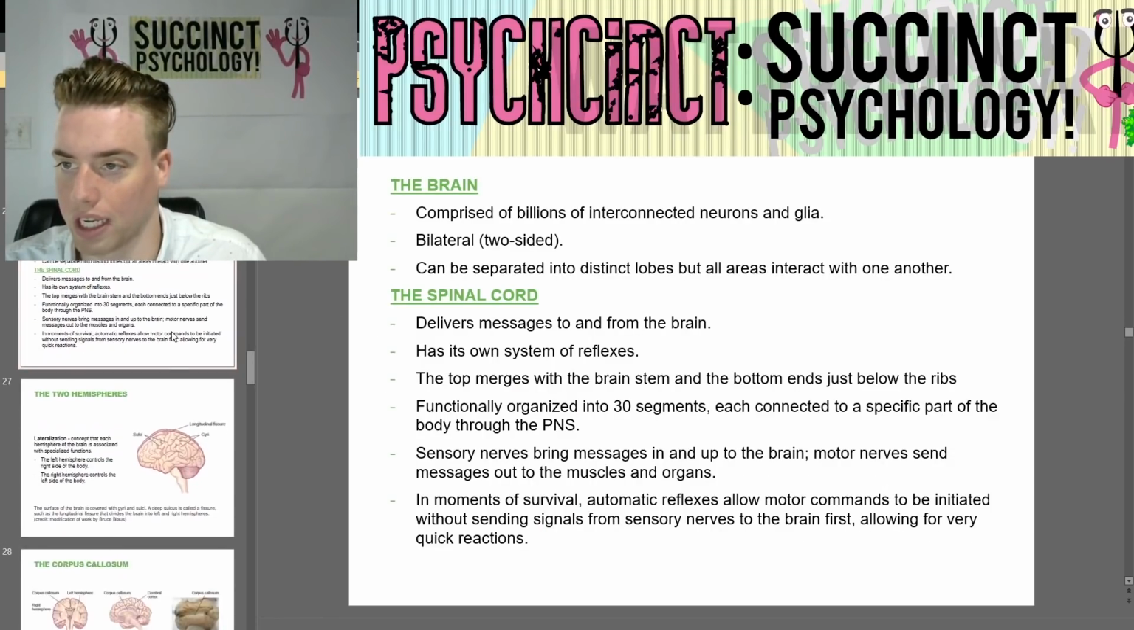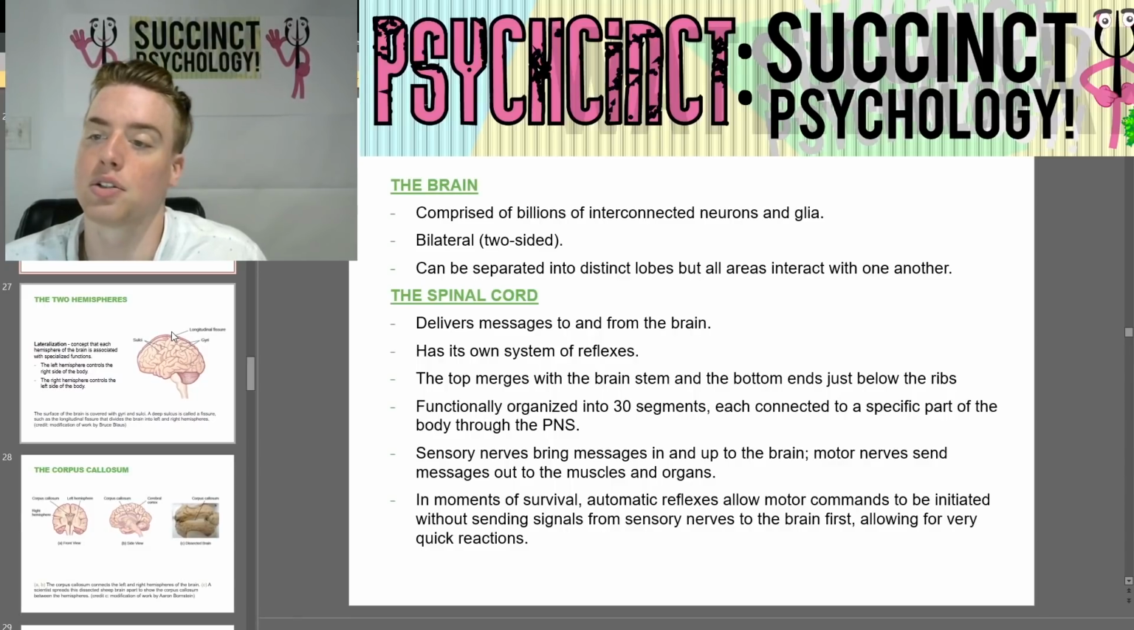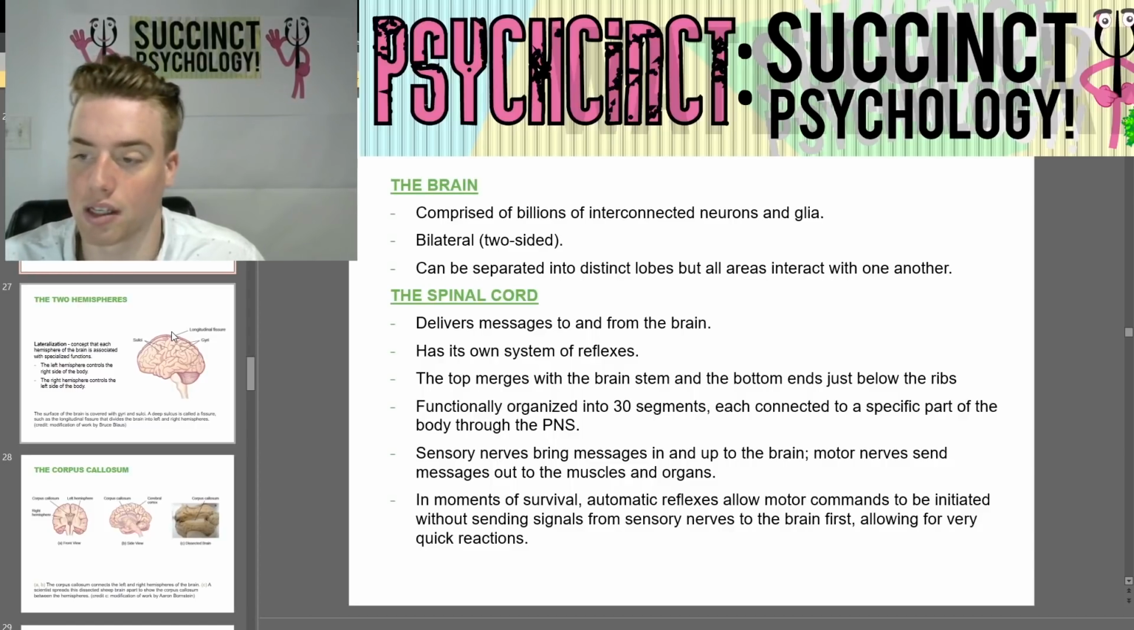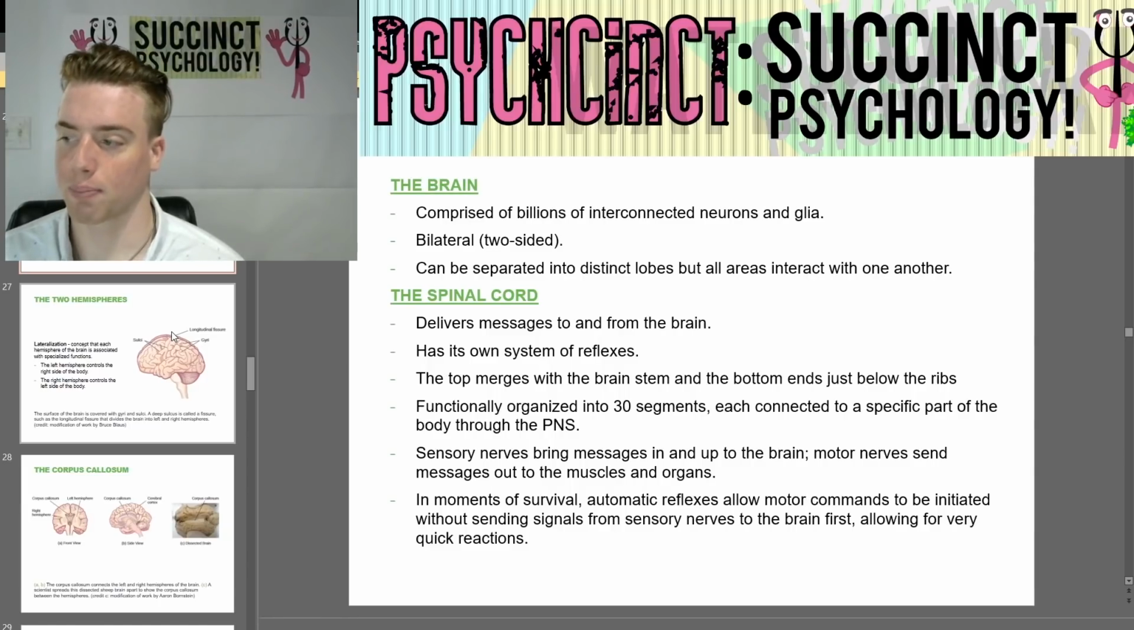Now, going on, we're going to get into the brain and spinal cord. So the brain is comprised of billions of interconnected neurons and glia. It is bilateral, which means it's two-sided, and can be separated into distinct lobes, but all areas interact with one another. Now, the spinal cord delivers messages to and from the brain. It has its own system of reflexes, and the top merges with the brainstem, and the bottom ends just below the ribs. So it's functionally organized into 30 segments, each connected to a specific part of the body through the PNS, peripheral nervous system.